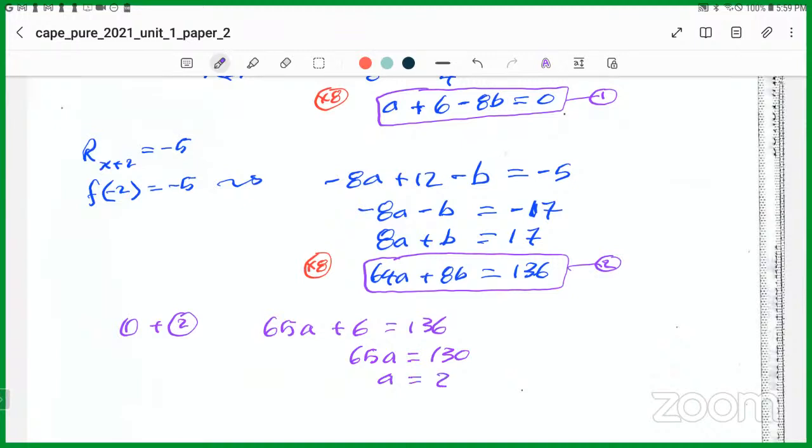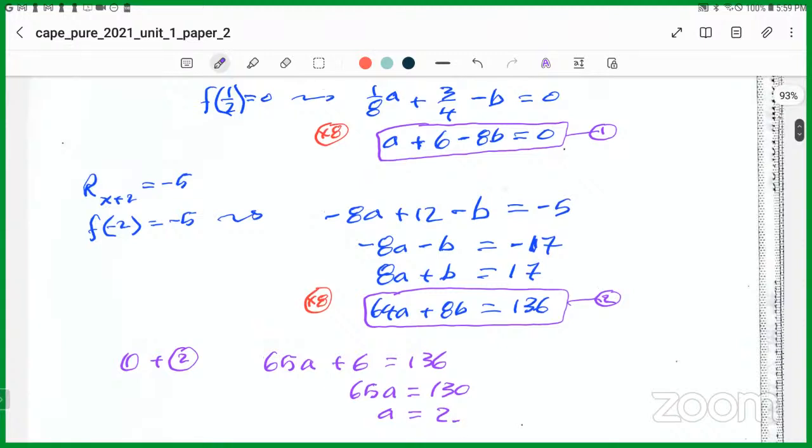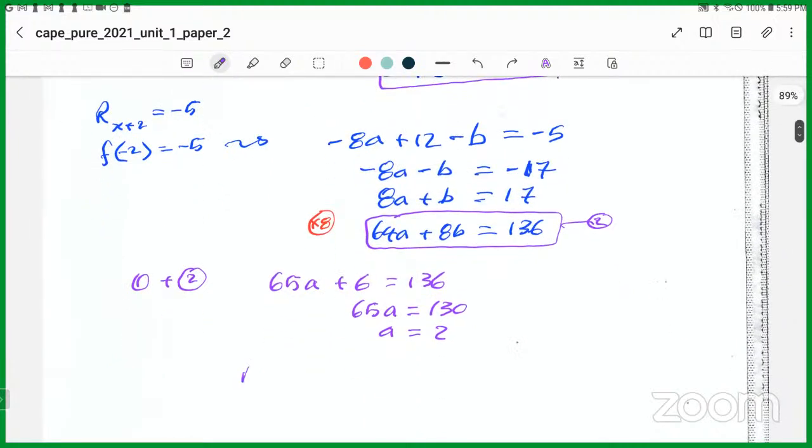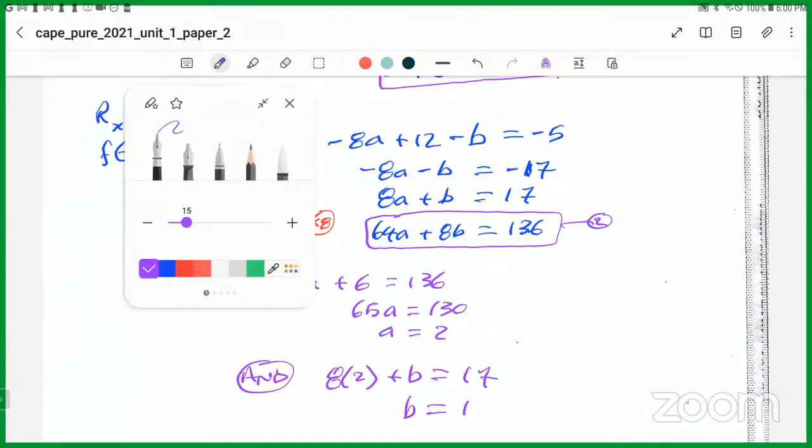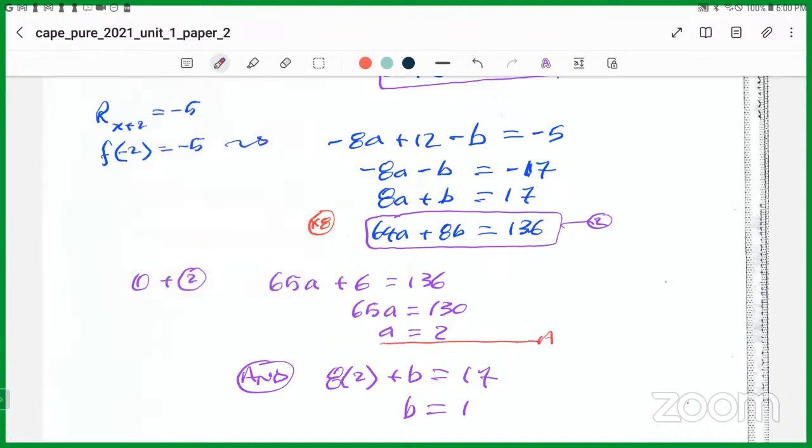And if a equals 2, we can substitute the 2 for a right here. So substituting this one, 8 times 2 plus b is equal to 17. 8 twos are 16. 16 subtract over here to give 1. So the b equals 1. So those are my two answers. This value is an answer, and this value also is an answer.